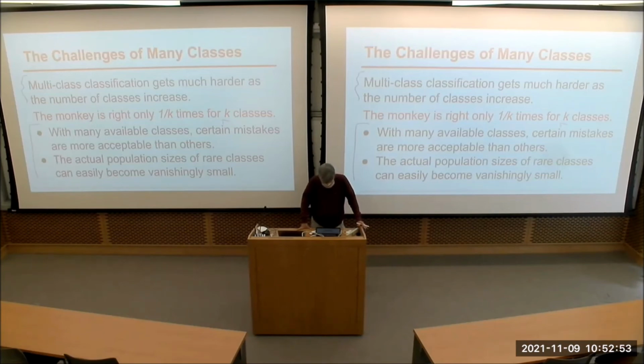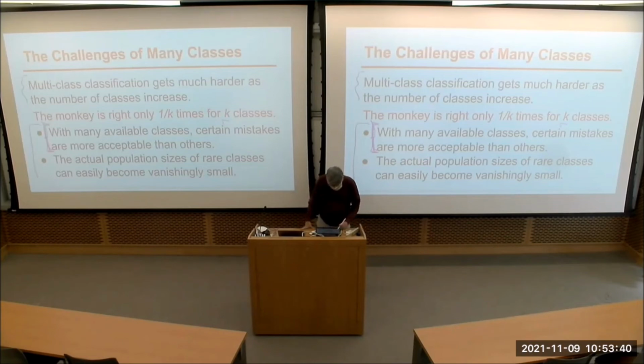One idea is to realize that when we have many classes, certain mistakes are probably better than other mistakes, okay? If you're classifying images, if I see a truck, I'm happier calling it a car than I am calling it a person, okay? So in a multi-class game, we often want to organize the classes in a way that, even if we get something wrong, we're likely to get a similar class from it.